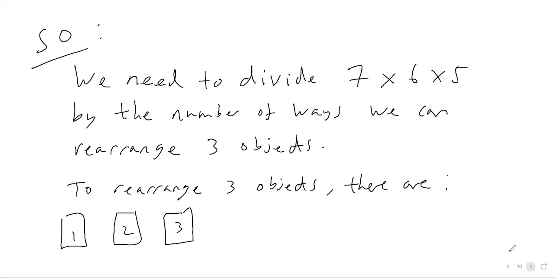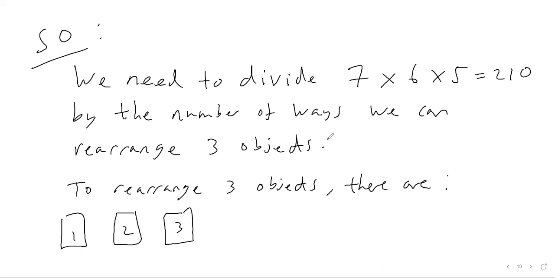Okay, so how are we going to account for this then? We need to divide the result we got. So we got 210. So 7 times 6 times 5, we got 210 ways, or the correct word is 210 permutations. When the order in which you pick things matters, it's called a permutation. You don't need to know that for the A-level maths course anymore, but it's called a permutation.